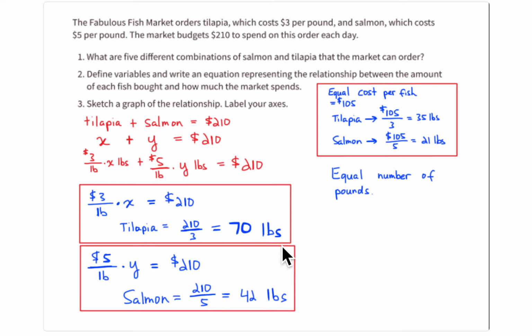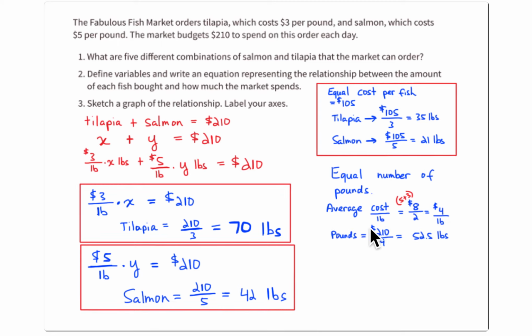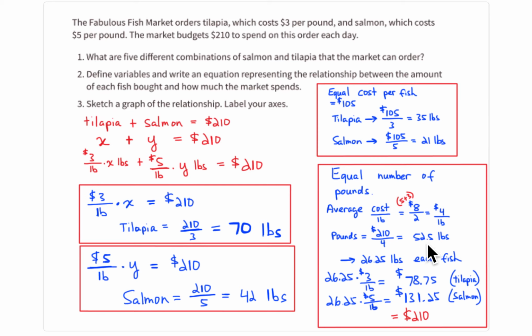So let's look at that equal number of pounds now in yet another way. So we figured out that the average cost of the fish is $4 per pound. And the total amount of money that we have to spend is $210. Well, $210 divided by 4, I can buy 52.5 pounds of fish. We know that half of those pounds are tilapia and half of those pounds are salmon. So that's 26.25 pounds is half of each of these.